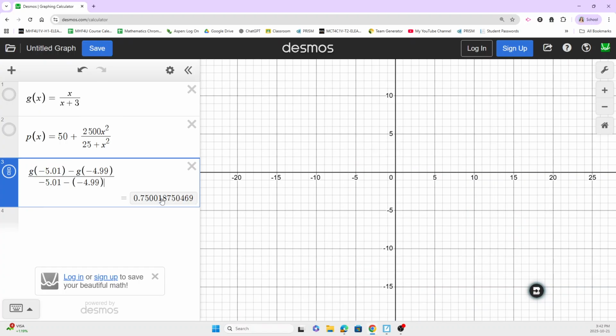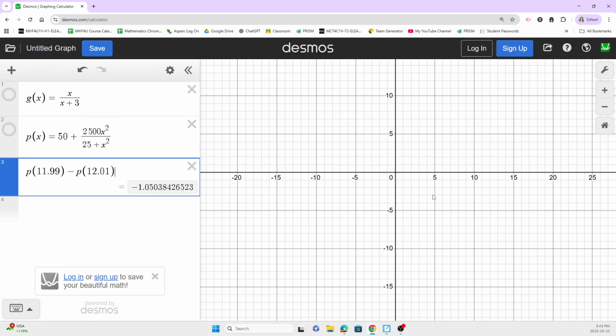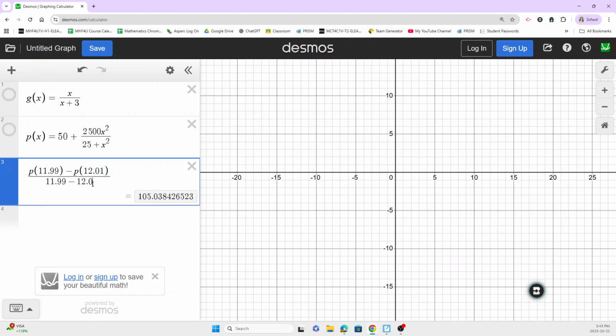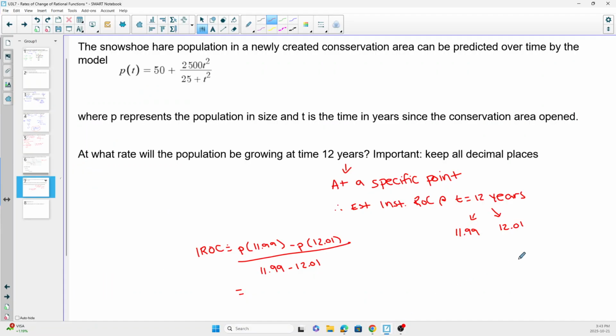So we're going to use Desmos, and there's our function P at x. And so we want to know the population difference from 11.99 years to 12.01 years, and there's what the population has changed by. And again, notice how it's a negative, but when we do 11.99 minus 12.01, that's also a negative, so it makes it a positive. So 52.52, let's call it, is what we got for the estimated instantaneous rate of change at time equals 12.